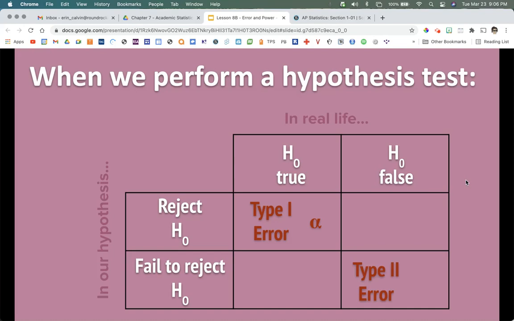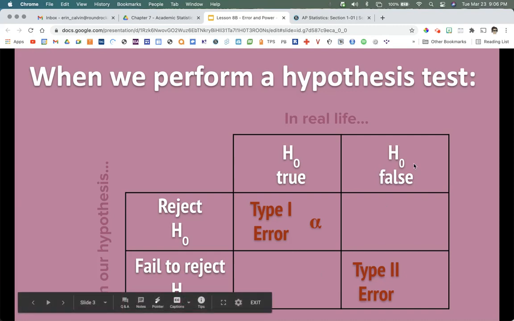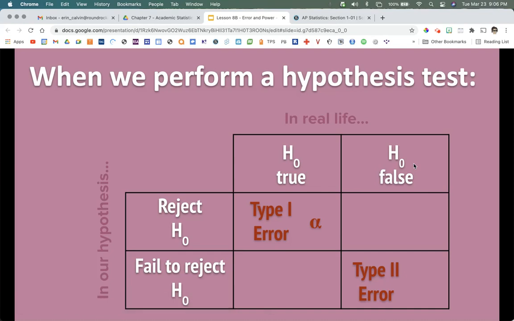The other type of error that we can have is what we call a type 2 error. A type 2 error happens when we fail to reject the null, meaning we're kind of stuck with the null. We didn't have evidence of the alternate, but in actuality, in real life, the null was actually false. We call that a type 2 error. And the symbol we use to represent a type 2 error is beta, which is another lovely Greek letter.